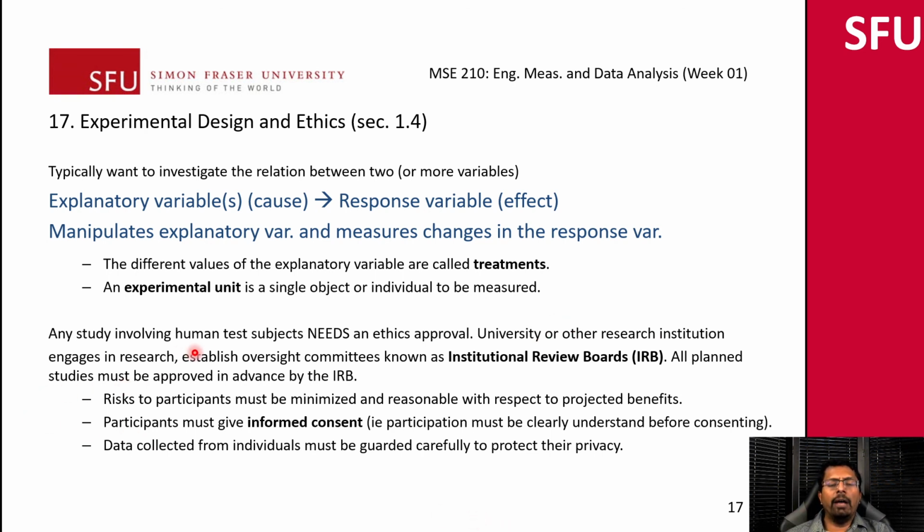So any study involving human test subjects needs ethics approval. This is very important. Universities or research institutions typically have an institutional review board, and all planned studies should go through them. This is used to minimize the risk to the participants and to obtain what's known as informed consent. It means that participants are told the shortcomings and potential side effects as well as the benefits, they are informed about all the consequences, and then we get them to consent, whether they accept or not.